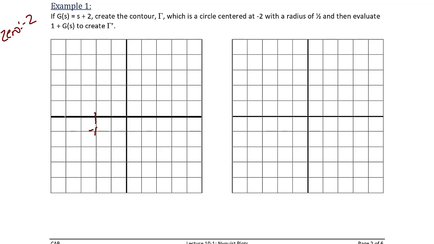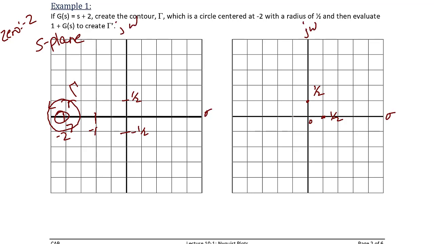And then we are going to create our Nyquist path, gamma, that is going to circle our zero. And we're going to make this a counterclockwise encirclement. So then, in our f of s plane, we're going to have 1 plus g of s. And so here we label positive 1/2, the origin 0, j 1/2. And what we see here is that our Nyquist diagram is also a counterclockwise circle with a radius of 1/2, which we call gamma prime, and it circles the origin.